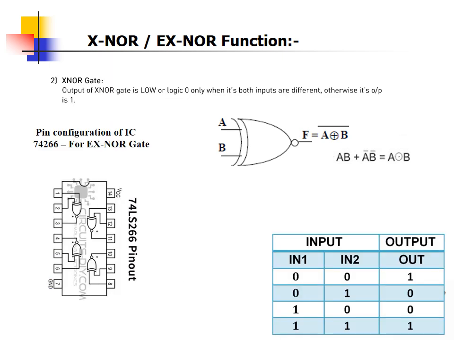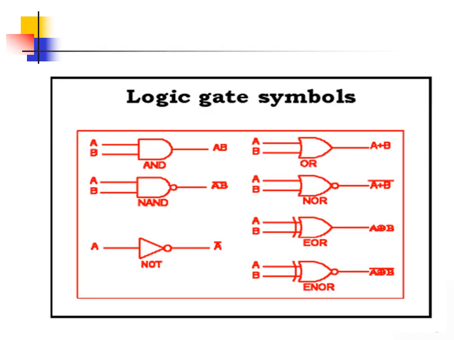For this special gate we require the 74266 IC. It is also a 14-pin IC. The symbol of the XNOR gate is shown in the figure with the truth table. So this is all about the XNOR, or EXNOR, gate function. This is a summary of the symbols of all the logic gates: OR, NAND, NOR, NOT, XOR and XNOR. So this is all the information related to logic gates.